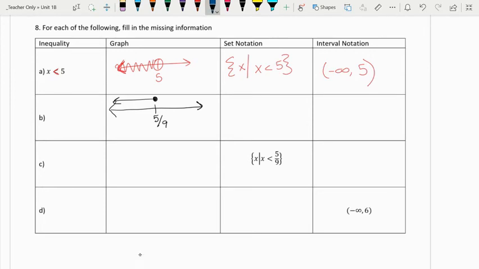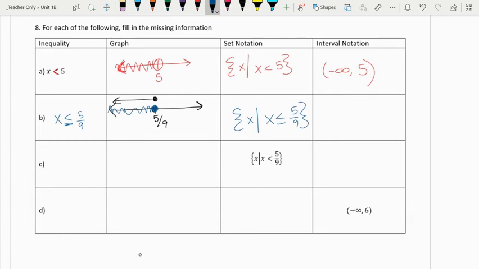On the next one, we have a closed circle at 5/9, and then it's shaded to the left. If it's shaded to the left, that means that x is less than 5/9. Now this one is "or equal to" because it's a closed circle. So we kind of copy that over in our set notation: x such that x is less than or equal to 5/9.